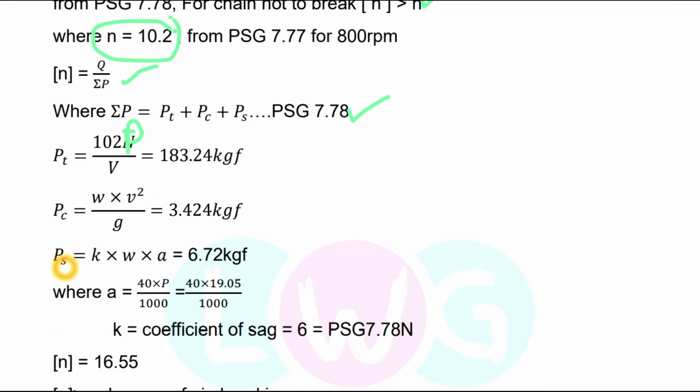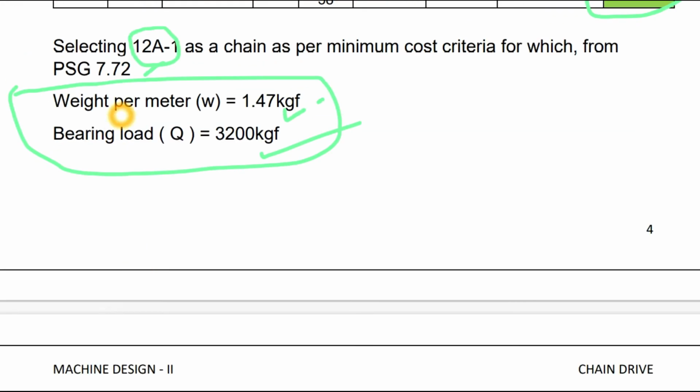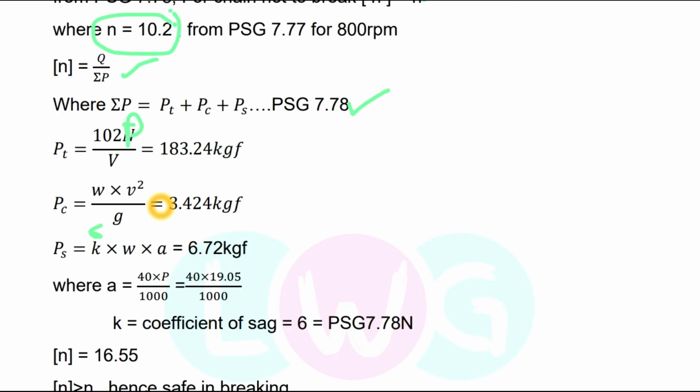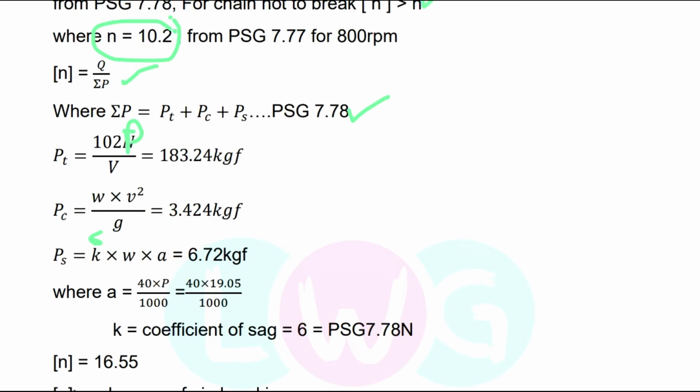Next we will find PS, the tension due to sagging of the chain. The formula is K into W into a, also on PSG 7.78. K is the coefficient of sag, which you will get on PSG page 7.78. Take the coefficient of sag for horizontal, which is 6, so the value of K will be 6. W is the weight per meter, equal to 1.47, and into a. So what will be a?